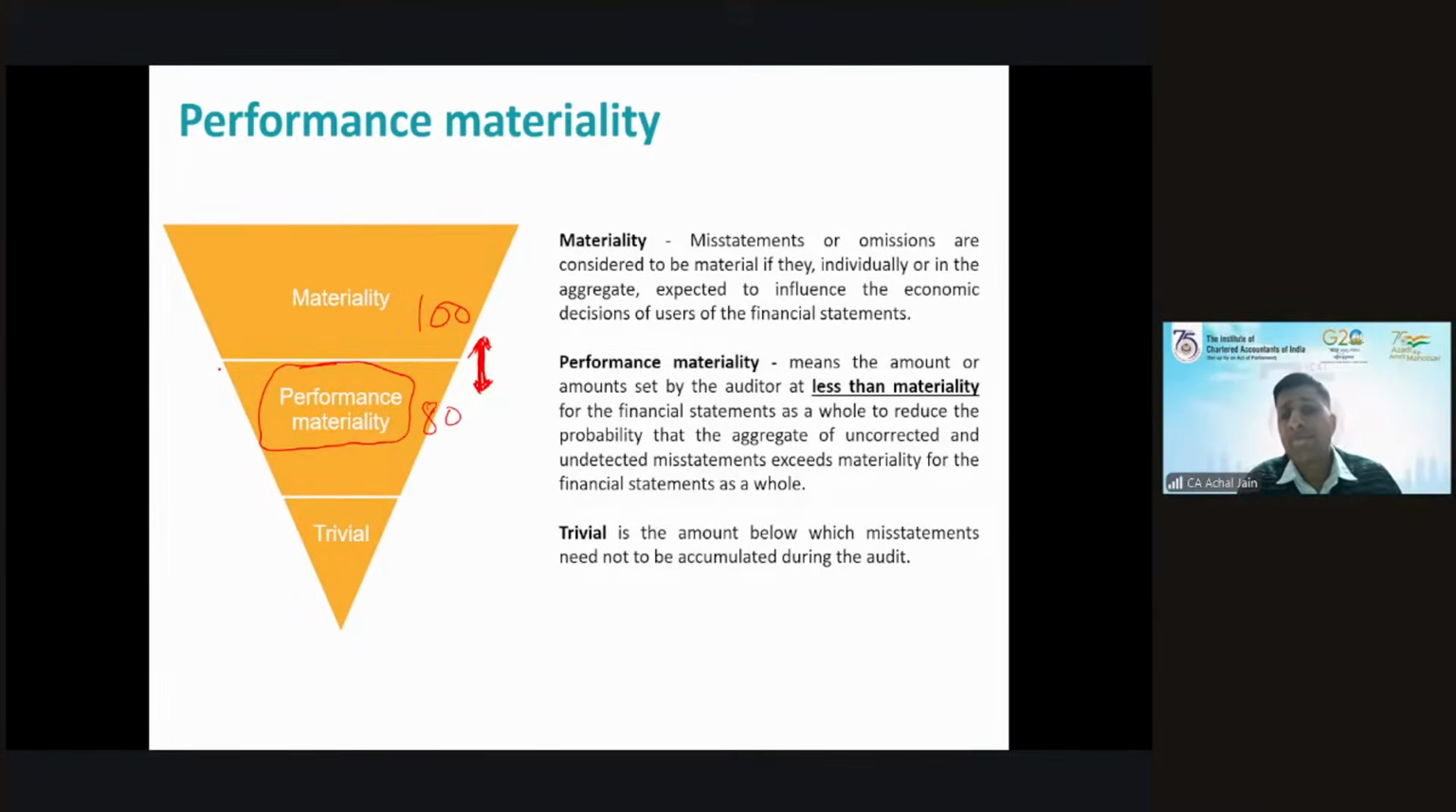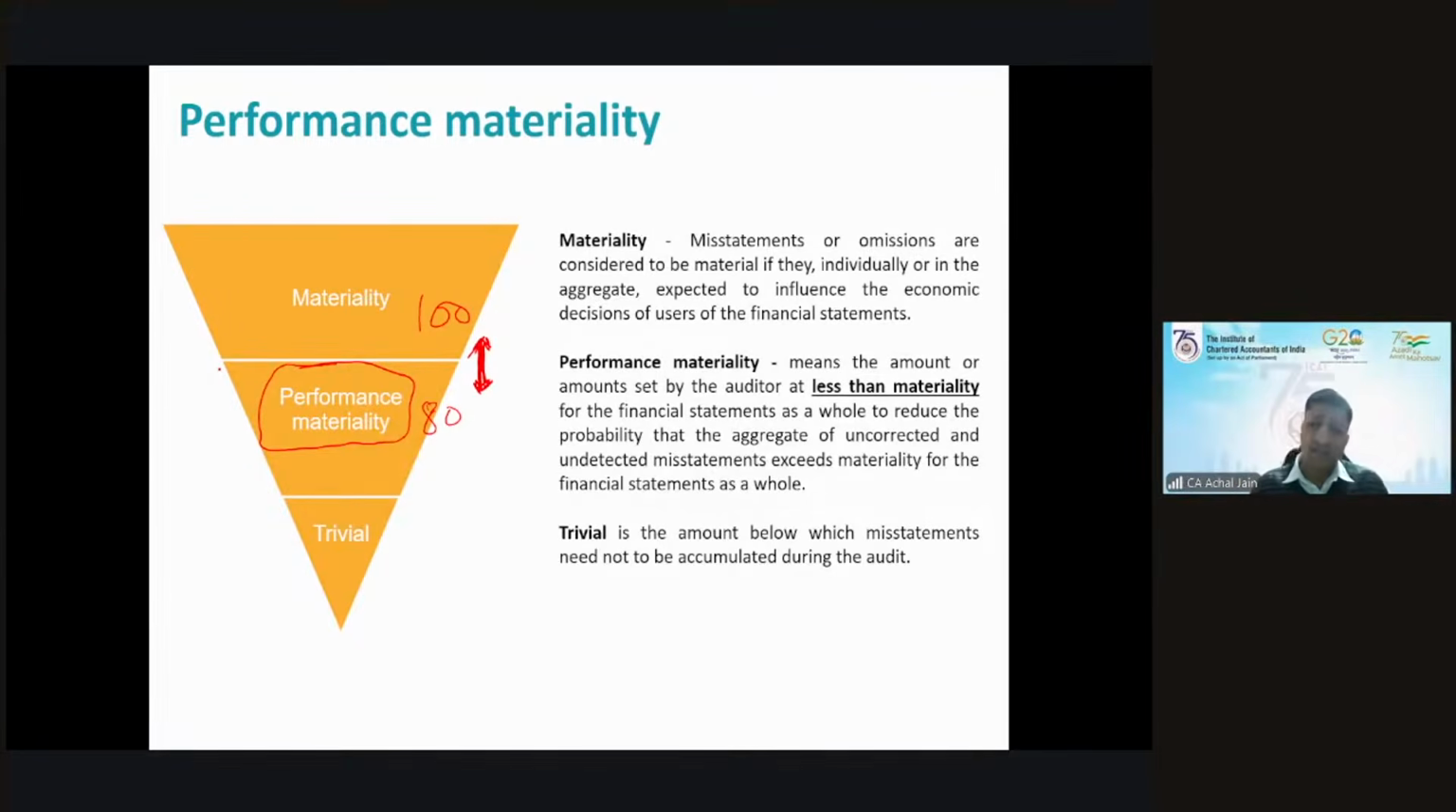Okay, and eventually we have one more threshold which you call as trivial, or we can say clearly trivial threshold. Now you can say it's a very small amount below which, if there are misstatements, or even accumulation of misstatements, those can be ignored. Why? Because this is too low a number for the auditor to consider. Why? Because any of these misstatements which are below this trivial is not going to have an impact, is not going to really lead to a material mistake.